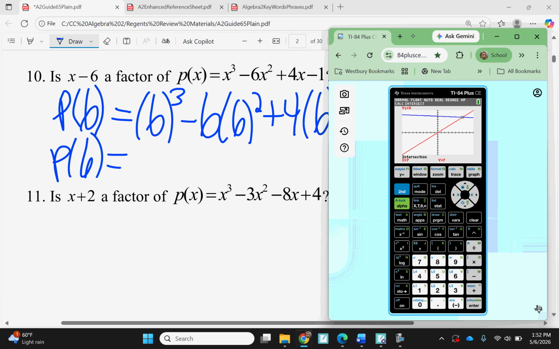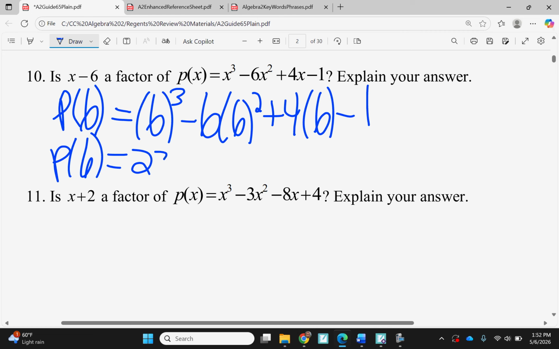So I've got 6 store as x. I'm going to type in x to the third minus 6x squared plus 4x minus 1. So what I just did is found the remainder. The remainder is 23. If the remainder is 0, then yes, it's a factor because it goes in evenly. If it's anything else, then it's not.